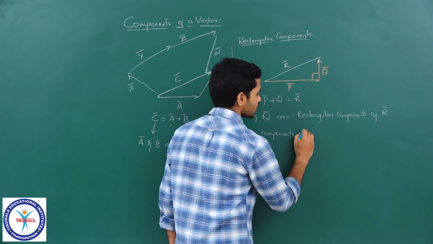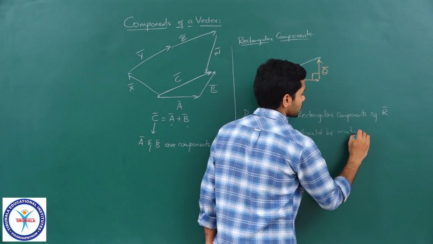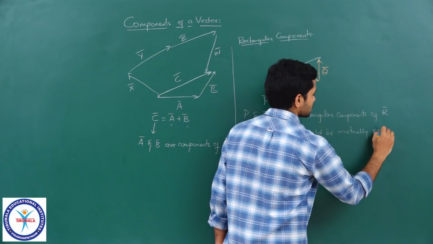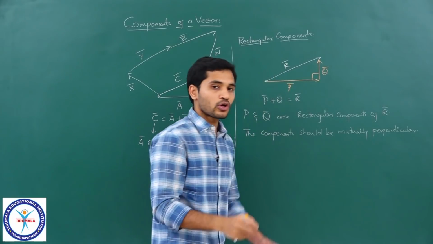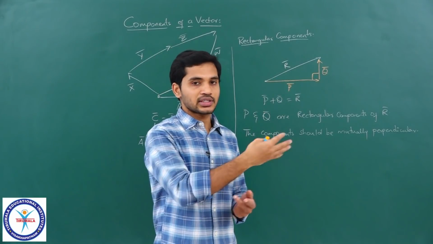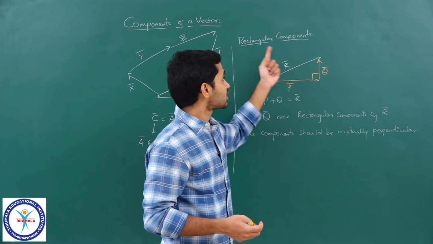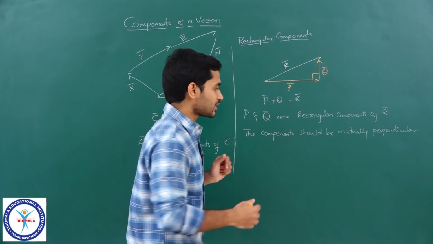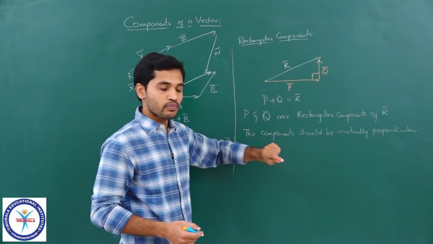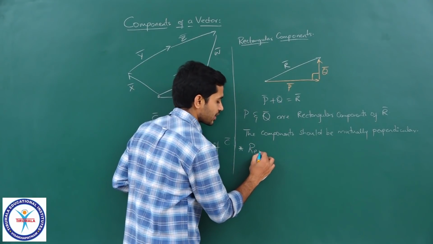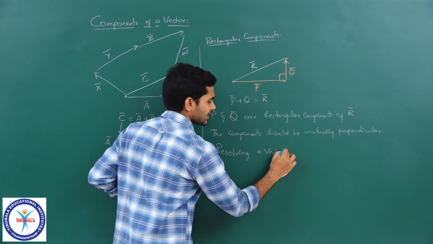The components should be mutually perpendicular. Clear, students? Which means all the components should make 90 degrees with the other components. So, if you divide a vector into such type of components, those components are what we call rectangular components, and this process of breaking down a vector into rectangular components is called resolving a vector.